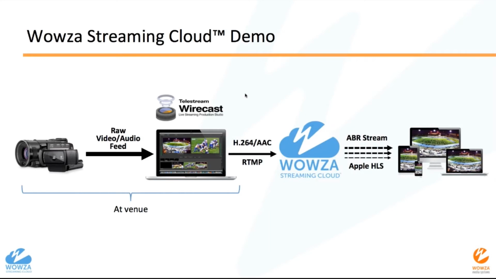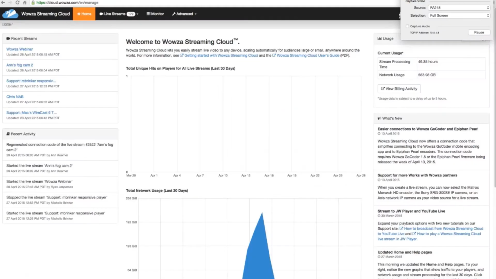What we're going to be doing is similar to what we're doing for this live presentation. We're taking in a raw video and audio feed into Telestream Wirecast, and then we're going to deliver that H.264 video and AAC audio over the RTMP protocol into the Wowza Streaming Cloud, which takes care of doing all that stuff in the background to deliver that ABR stream to all these players. And this is exactly what I'm doing for today's webinar. So I'm going to pull up my feed here and show you exactly what I'm doing to produce this live stream today.